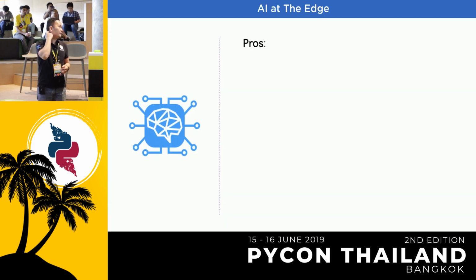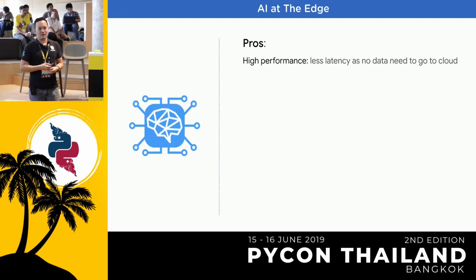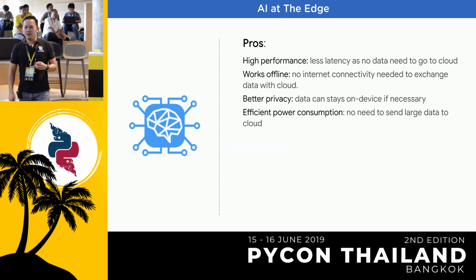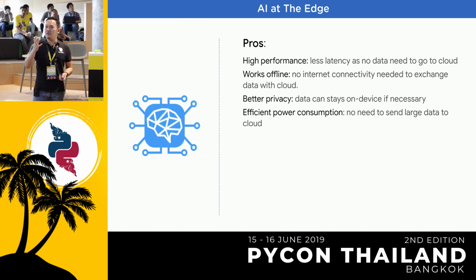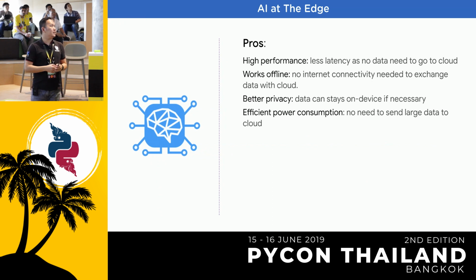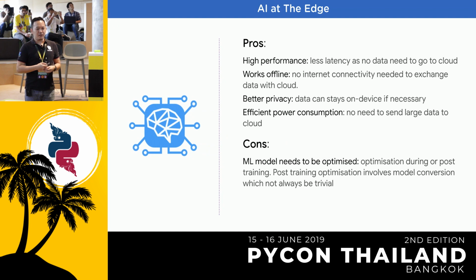So why? Of course, the pros are all about performance, less latency, as no data goes to the cloud. It can work offline, right? And privacy is not really an issue anymore because data can stay on the device. And it's all about power consumption. 70 to 80% of power consumption on an IoT device is actually consumed by connectivity, right? Either Wi-Fi, LoRa, NB-IoT kind of things. So if the data size is not that big, the time you spend using the connectivity will be smaller, so the power will be more efficient. And the cons, of course, is that the machine learning model needs to be optimized, right?